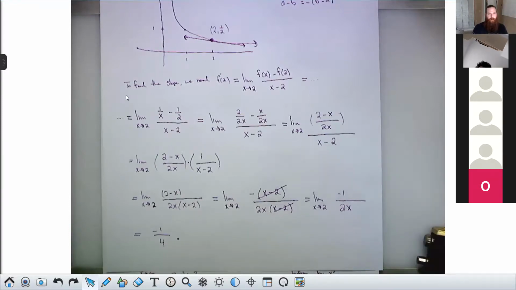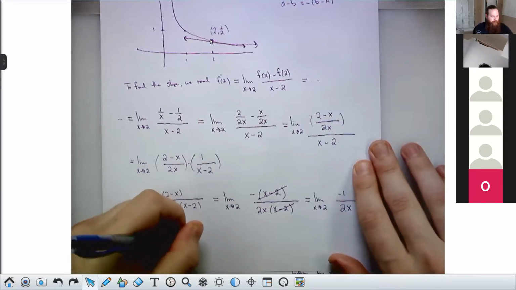Is everybody with me on this calculation? So f of 2 comes out to negative 1 fourth. And f prime of 2 is the slope of the tangent line to f of x at x equals 2.